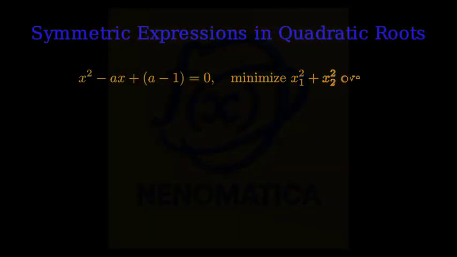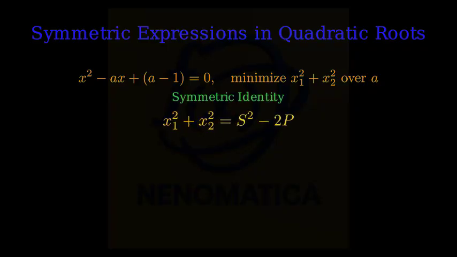Problem. For the quadratic equation x squared minus ax plus a minus 1 equals 0, determine the value of a that minimizes x1 squared plus x2 squared, where x1 and x2 are the roots. Step 1. Use the symmetric identity. For any quadratic with roots x1 and x2, the quantity x1 squared plus x2 squared equals the sum of roots squared minus 2 times the product of roots.